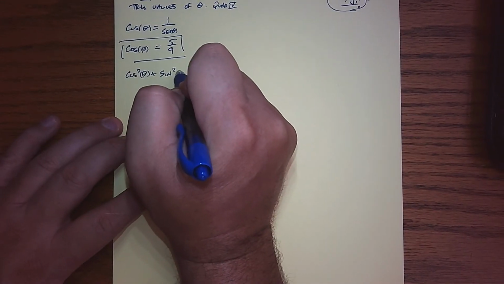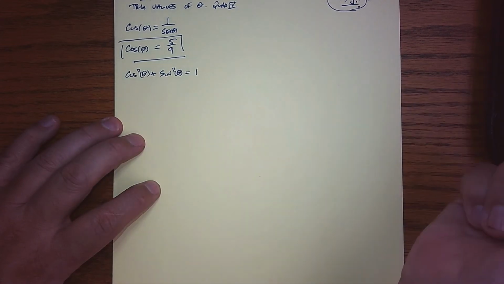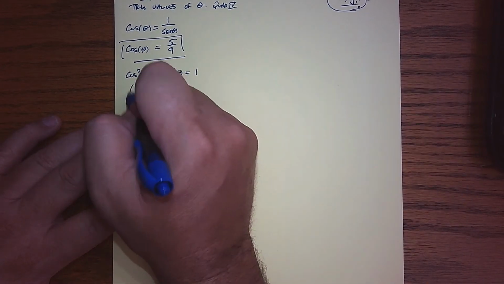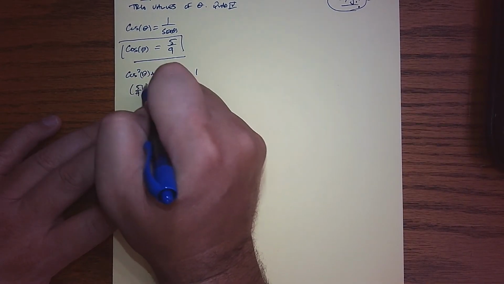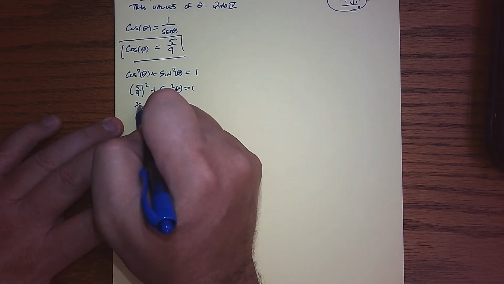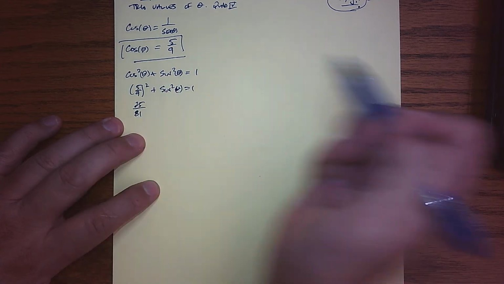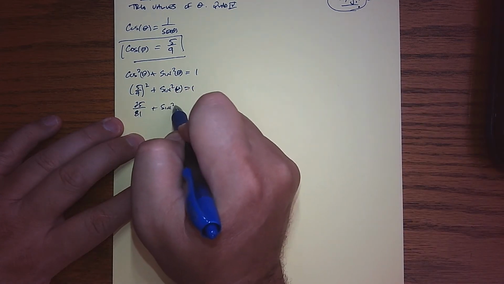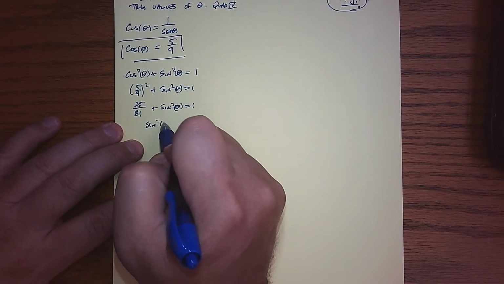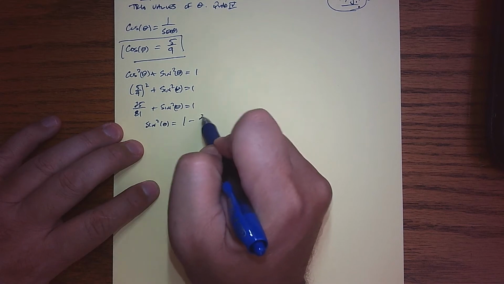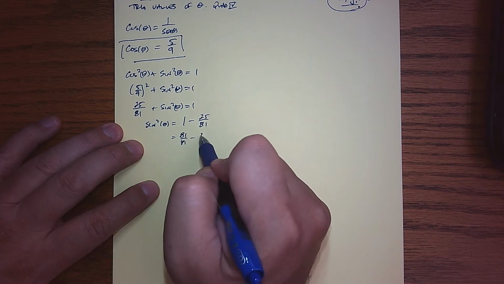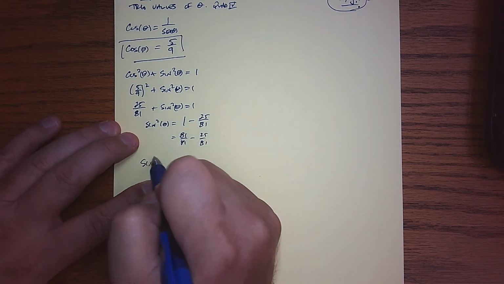So how do we find the sine? Well, the one that relates sine to cosine is our Pythagorean identity. Cosine squared plus sine squared is equal to 1. So subbing what we know about cosine, we can solve this for sine. I believe this will be 25/81, right, plus the sine squared of theta equals 1. Subtracting that, we essentially get that the sine squared of theta is 1 minus 25/81. That's 81/81. And so what do we get there?